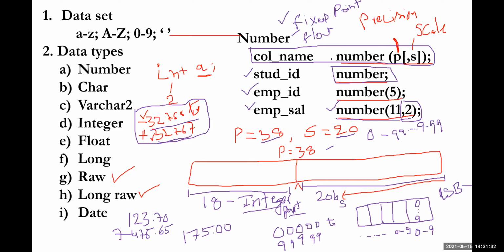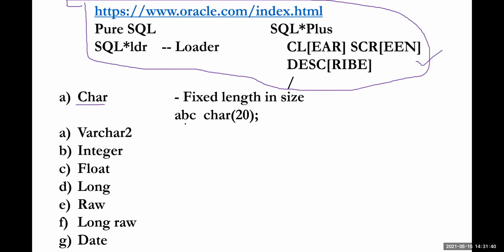Column name followed by data type of size. In the same pattern, all data type definitions will be here. So the column name is ABC, character of 20. It allocates 20 bytes of space for you.